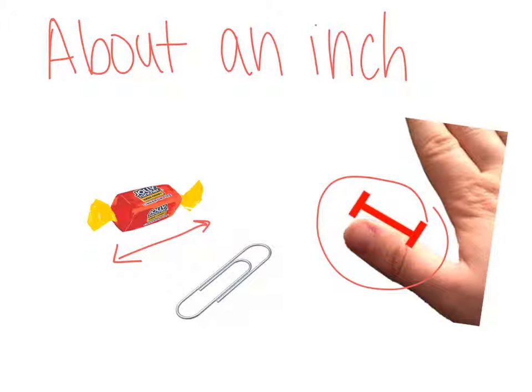And lastly, we have a paperclip. A paperclip is also about an inch long. So if anything that you're trying to measure is about the same size as any of these items, then you know you have about an inch. Pick one of these items to draw for something that is about an inch on your guided practice worksheet.